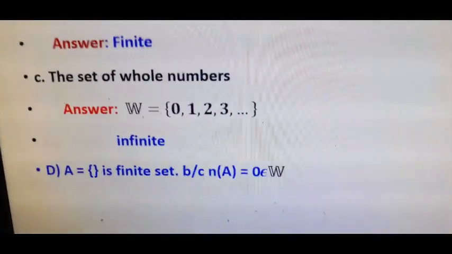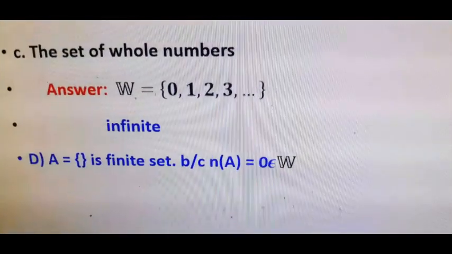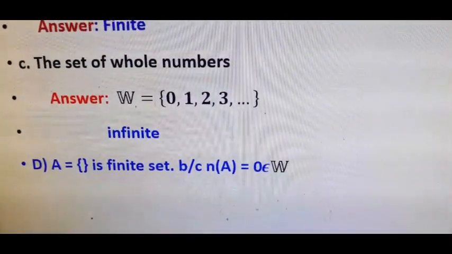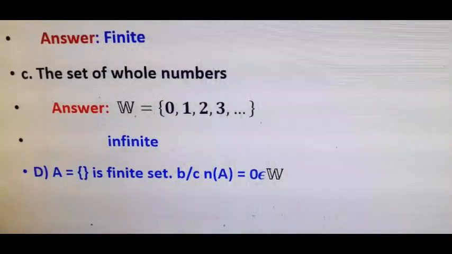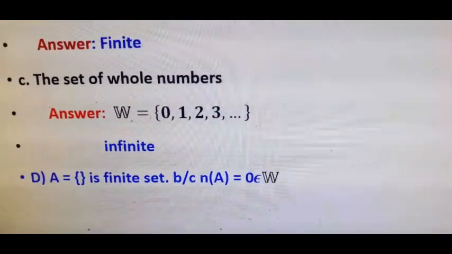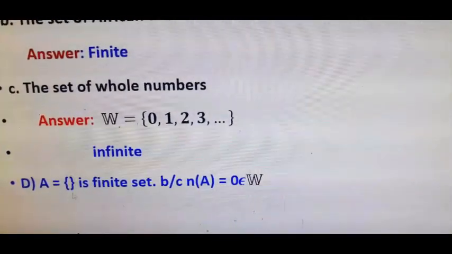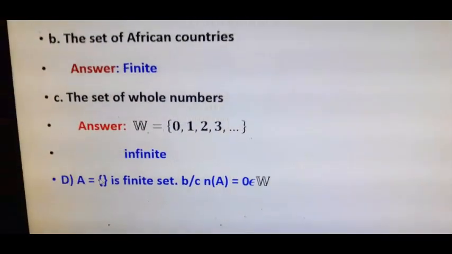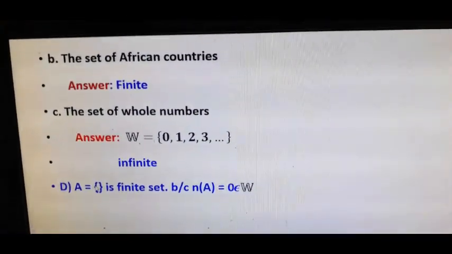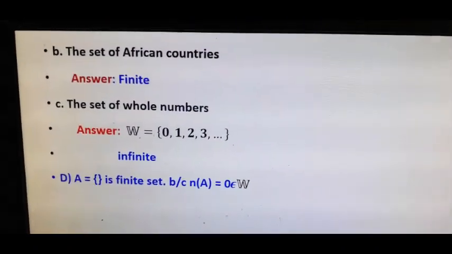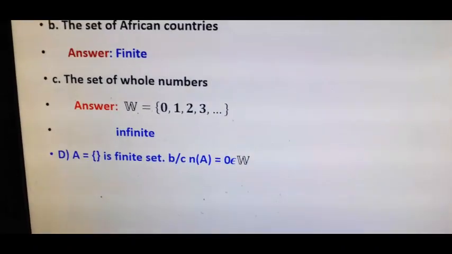The other one is the set containing the empty set. The empty set is a finite set because the number of elements is 0, and 0 is a whole number. That's why the empty set is what? A finite set. The empty set is not infinite, but it is a finite set.